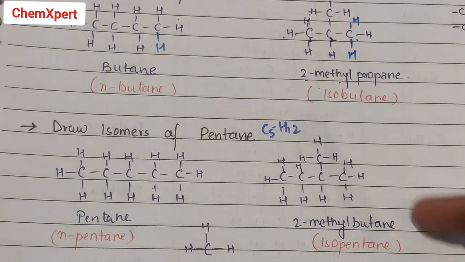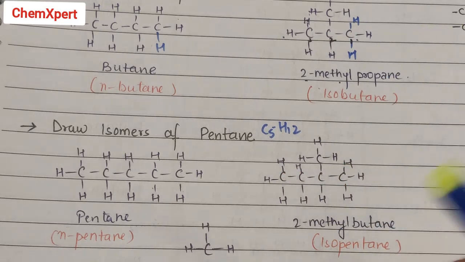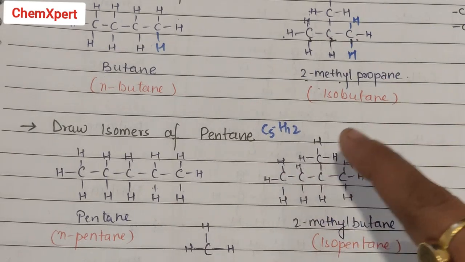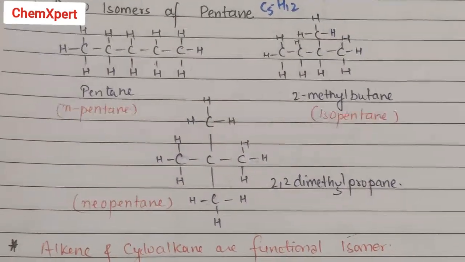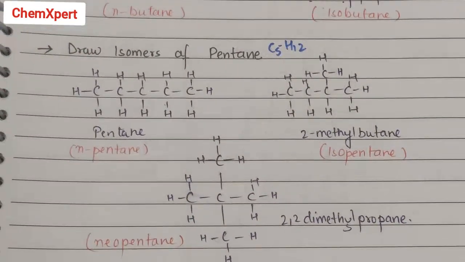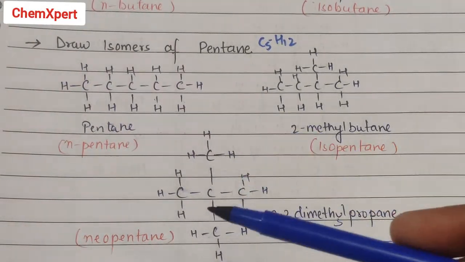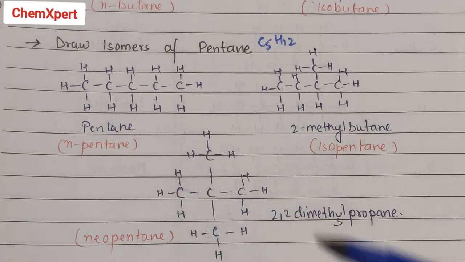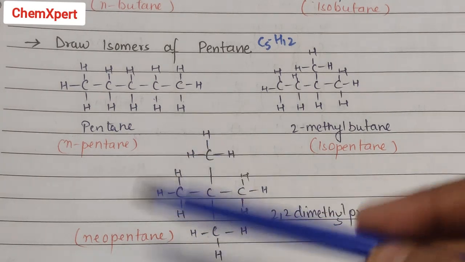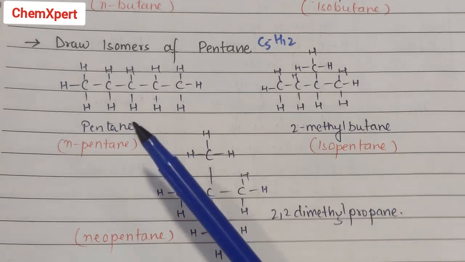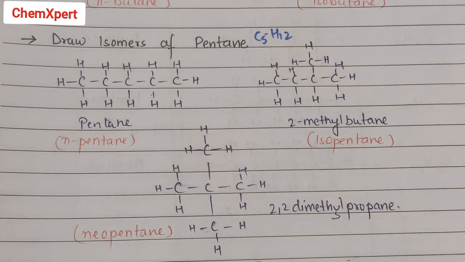Other one is the branch chain structure, 2-methylbutane. Next one, take a chain of 3 and a methyl at the second position, like this. So there are 3 isomers possible for pentane, and this one is known as 2,2-dimethylpropane. Okay? And the common name for this is neopentane. So you must learn its IUPAC name as well as common name.